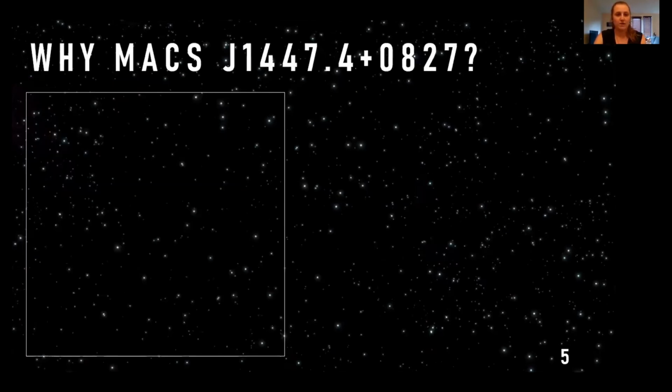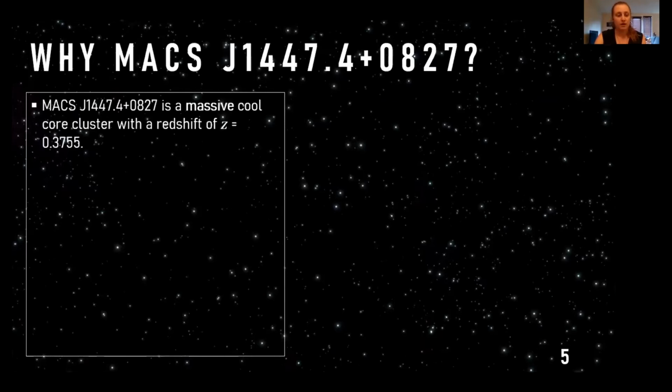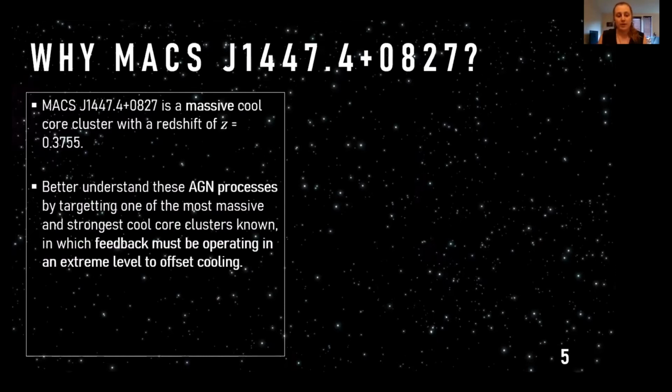And now, why MACS J1447? MACS J1447 is a massive cool core cluster with a redshift of 0.3755. And this is, to this day, one of the most massive we ever found. So we can better understand these AGN processes by targeting one of the most massive and strongest cool core clusters known. In a really massive cool core cluster, the AGN feedback must be operating at some extreme level to reheat the intracluster medium.